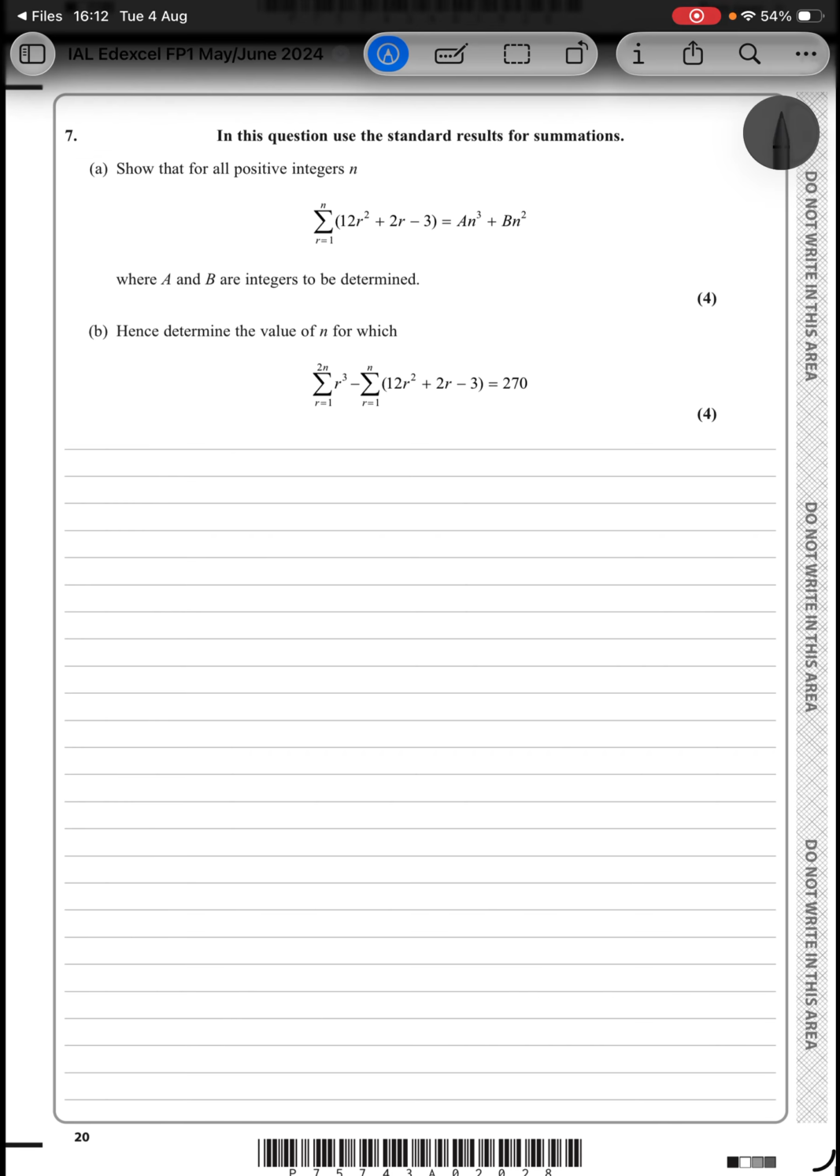I'll be answering question number 7 of the 2024 May June FP1 paper. Part A says, show that for all positive integers n, the summation of 12r squared plus 2r minus 3 from r equals 1 to n is an cubed plus bn squared, where a and b are integers to be determined. Right, so let me first write down the summation expression given.